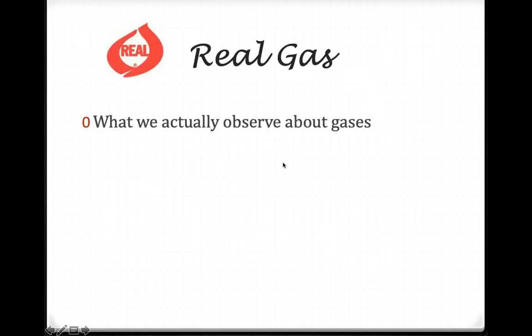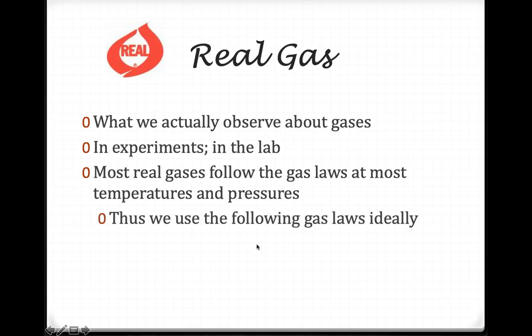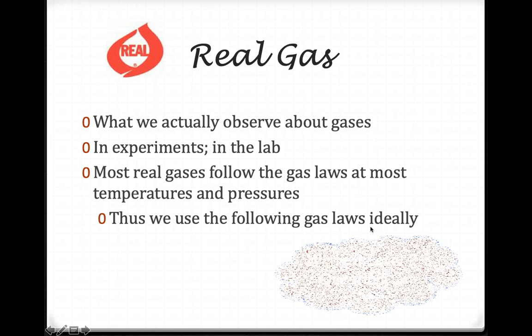So, real gases is what we actually observe. It's in experiments, in lab. And the great news is that most real gases follow gas laws, the ideal gas laws, at most temperatures and pressure. So, again, it's not like a huge cheat to ignore the things that we ignore for real gases and still get answers and calculations. It's still a good conclusion. So, we use gas laws ideally because most gases follow the ideal gas laws.